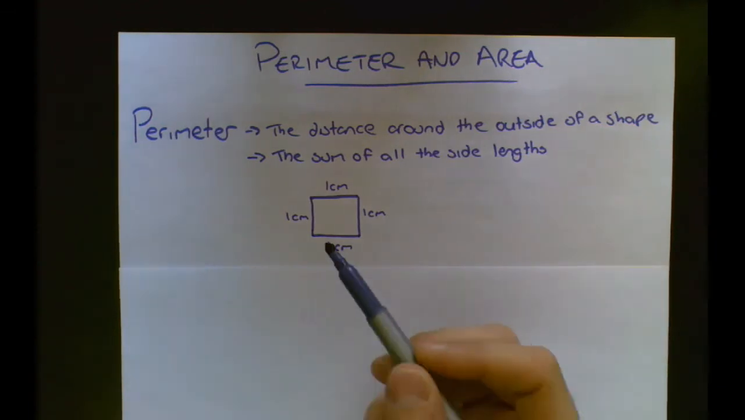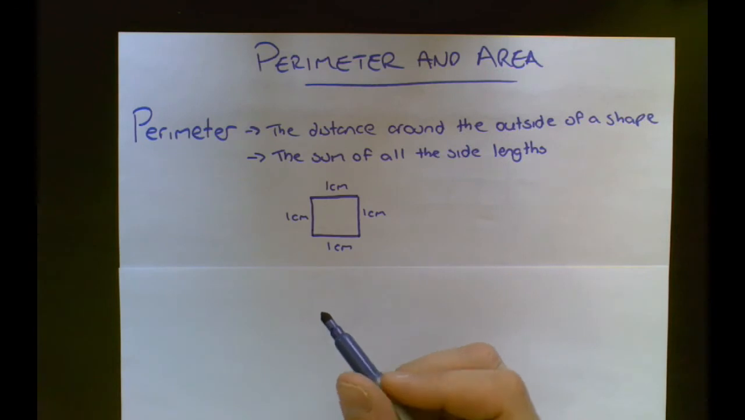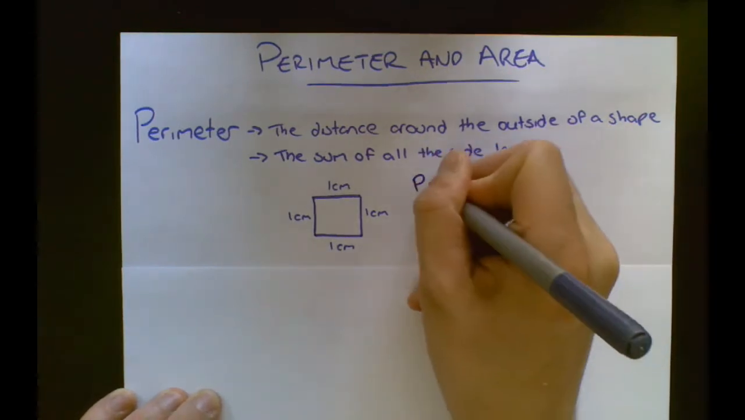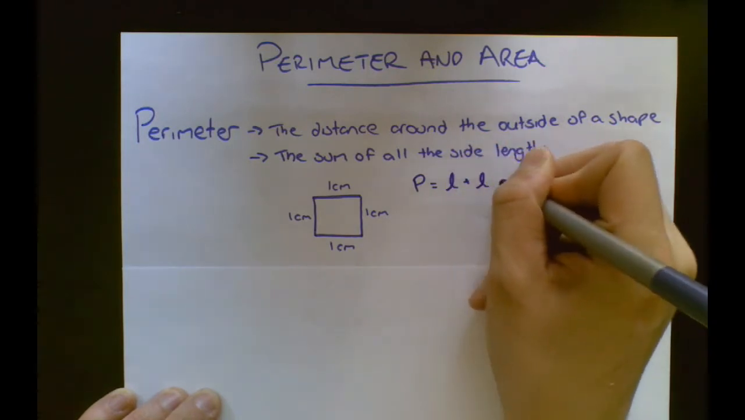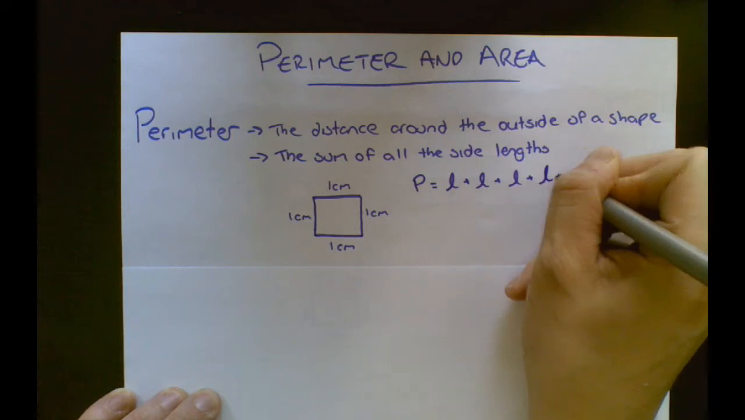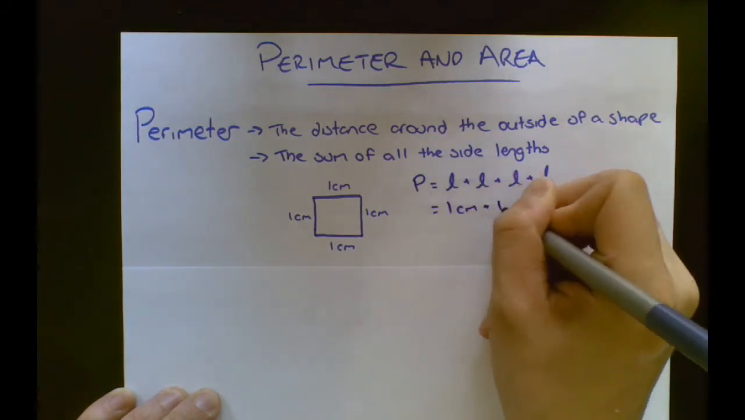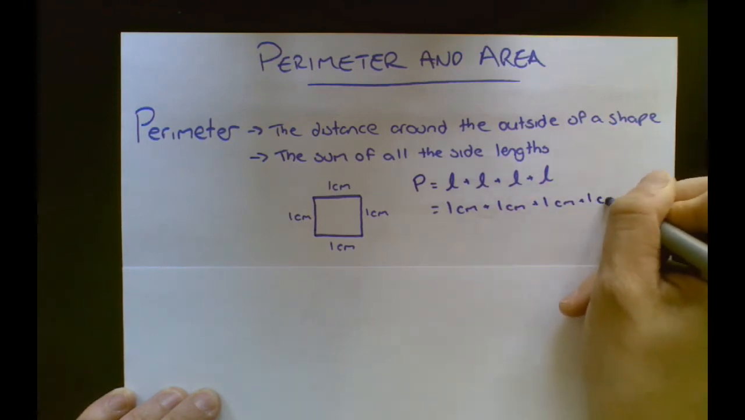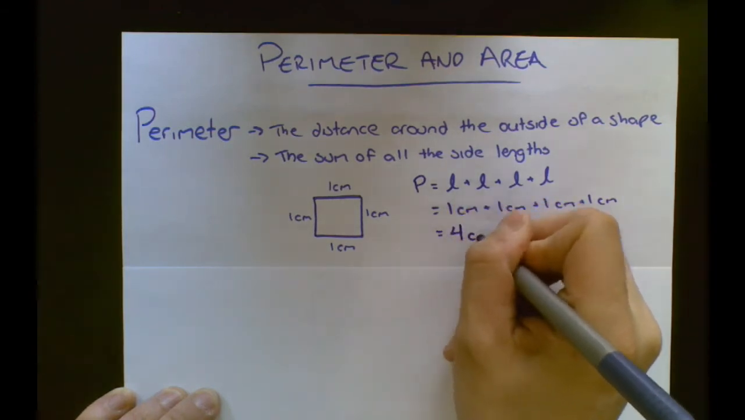I've got the side lengths labeled 1 centimeter, 1 centimeter, 1 centimeter, 1 centimeter. If we want to look at the perimeter, we just need to add up all the side lengths. There is a little bit of a formula for that. P for perimeter is equal to the side length plus the side length plus the side length plus the side length. Seems kind of silly to look at it like that. So 1 centimeter, 1 centimeter. Don't forget your units when you're doing this. It's a good habit to get into. So we have 1 plus 1 plus 1 plus 1 is equal to a grand total of 4 centimeters.